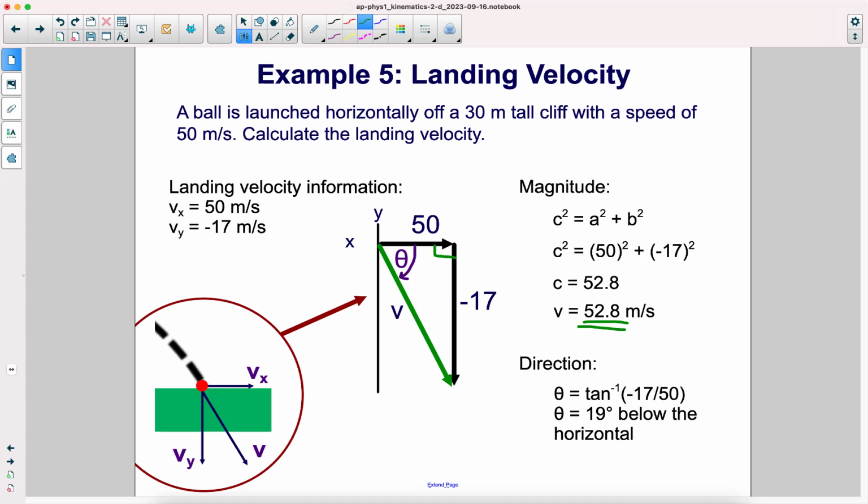To turn it into a landing velocity, we also need direction. So if we're trying to find this angle right here, we'll go below the horizontal. That's pretty typical for landing velocities, right? Our angle below the x-axis. Then we're going to take the inverse tangent of 17 over 50. So remember, tangent is opposite over adjacent. 17 over 50. So we take that inverse tangent and we get that this angle must be 19 degrees below the horizontal.